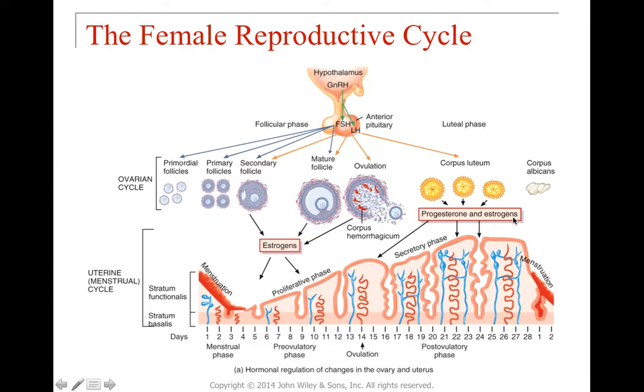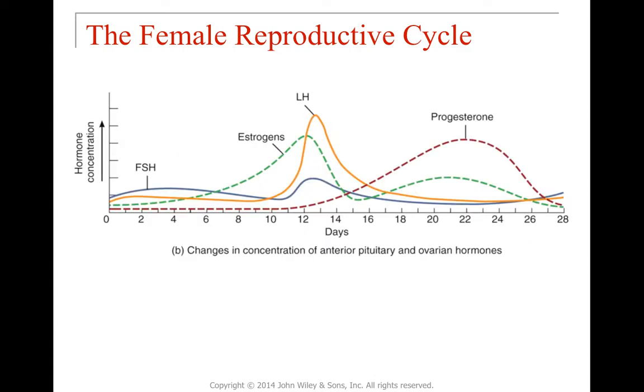Now, if there is no implantation occurring, then this cycle is going to end at menstruation, and these are not maintained. If, however, we do end up with an implantation event, progesterone and estrogen are going to maintain this nice thick uterine lining for that newly developed or developing embryo.